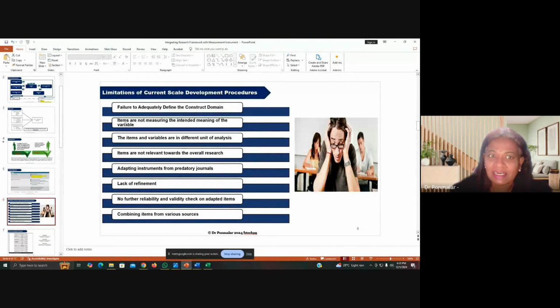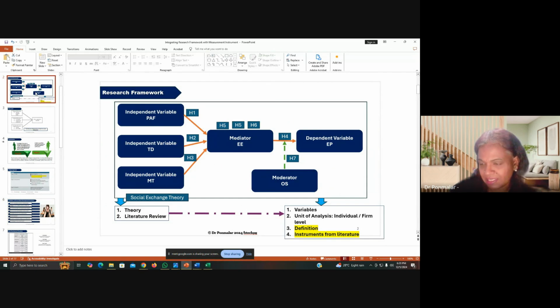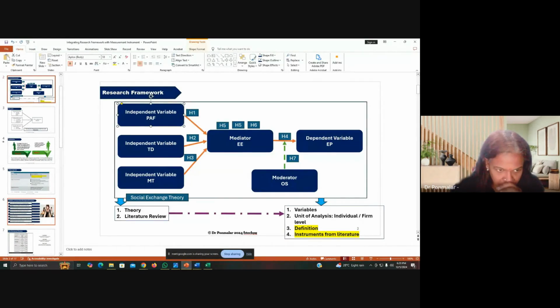Okay, that's one: items are not measuring the intended meaning of the variable. This is what I meant. If your definition is different, your intention for the variable is different, and your item is measuring something else, then we are going to have a problem. Also, when we are selecting items, it's not just the individual item. You also have to see the connection of the items between variables, whether it reflects your overall framework or not. We cannot see one variable as an individual variable. We have to see it holistically. Does it give a picture of your overall study or not? That's also very important.